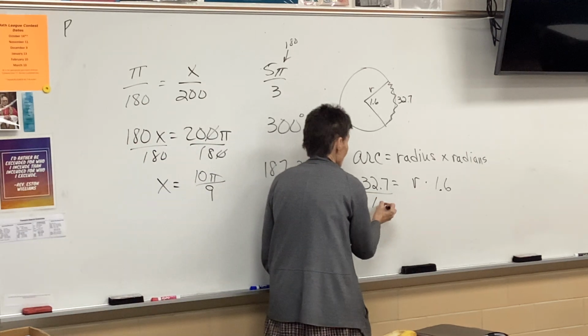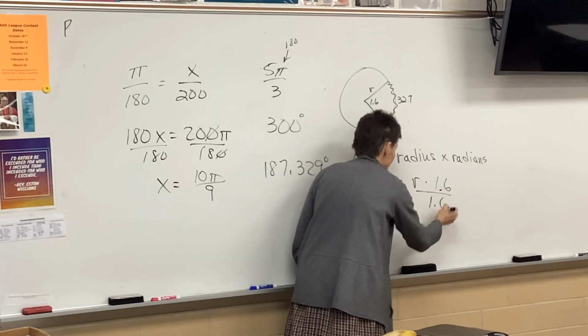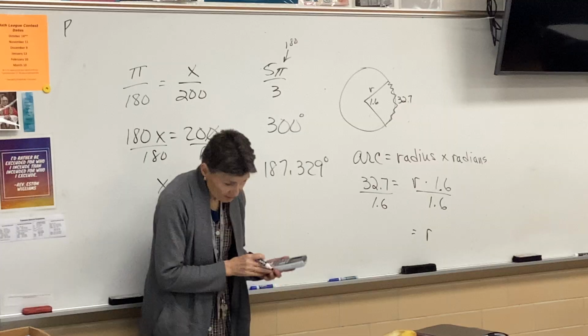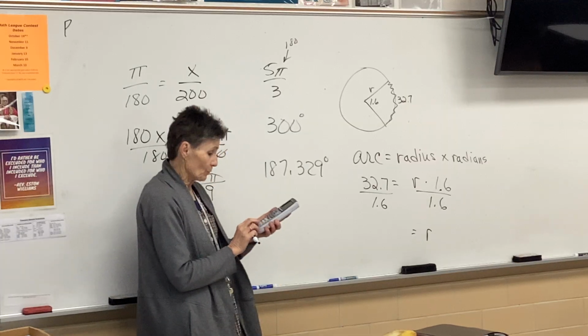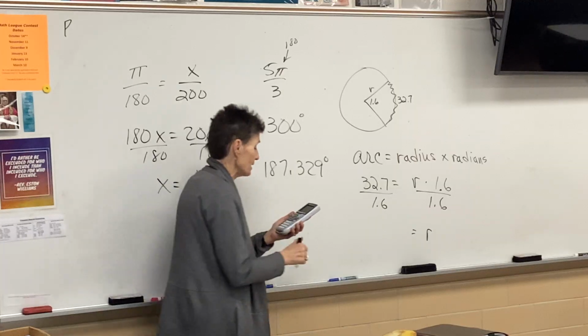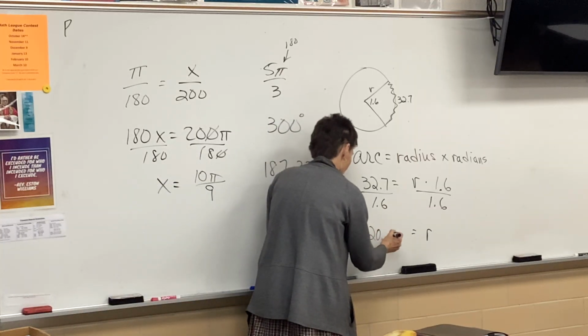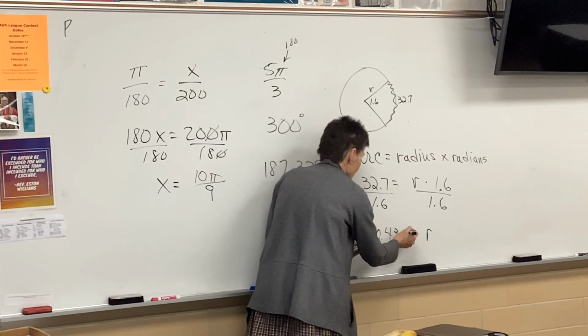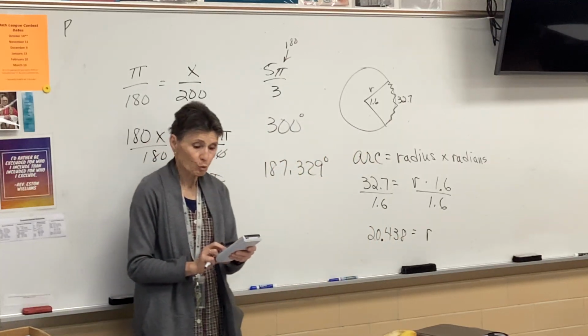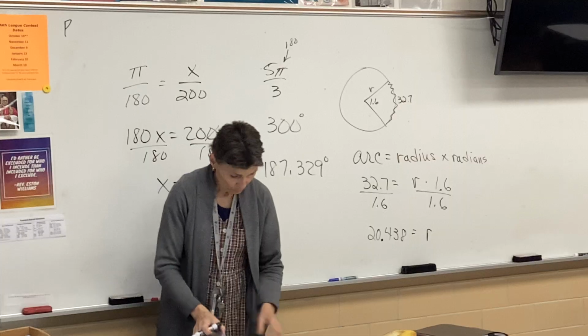So I'll simply divide both sides by 1.6. And it tells me to round to the nearest thousandth. So 32.7 divided by 1.6 is 20.438. Thousandth is 3 decimal places, so 20.438.